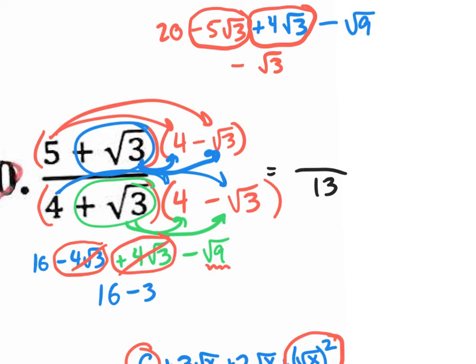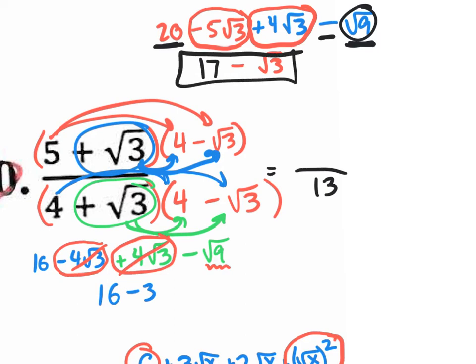And the square root of 9 back here, that's really 3. So you really have 20 take away 3. 20 take away 3 is 17. So this is my answer for the numerator. 17 minus the square root of 3. 17 minus the square root of 3.